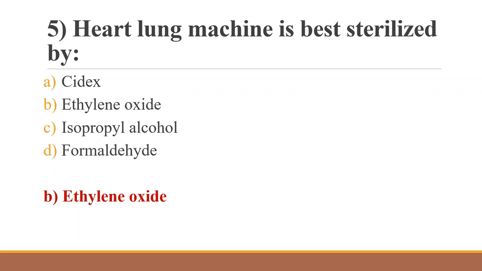Then isopropyl alcohol. Isopropyl alcohol is commonly used in healthcare settings to disinfect hands and surfaces. It is also used for sterilizing stethoscopes and clinical thermometers. Then formaldehyde, used for sterilizing operation theaters, wards, laboratory fumigation, etc.